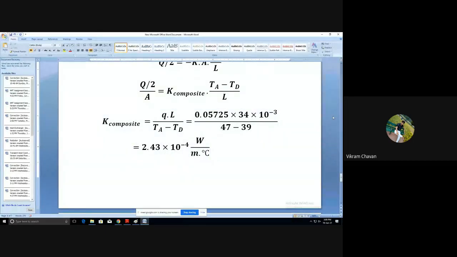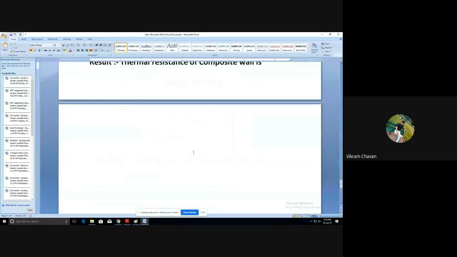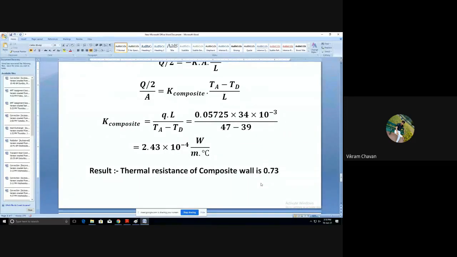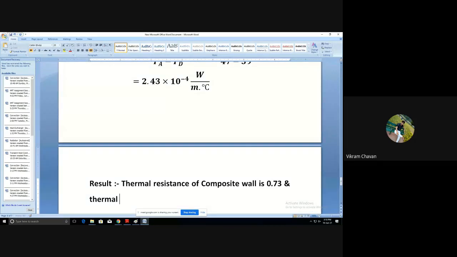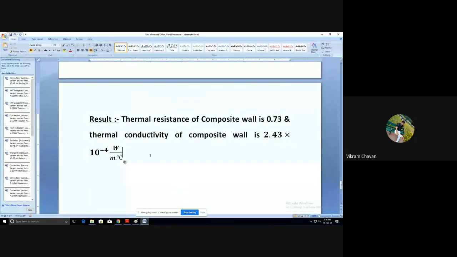So these two values are our outcome of this particular experiment. And finally, you have to write the result: the thermal resistance of the composite wall is 0.73, and the thermal conductivity of the composite wall is, directly take this. Okay, so in this manner you have to write the result.